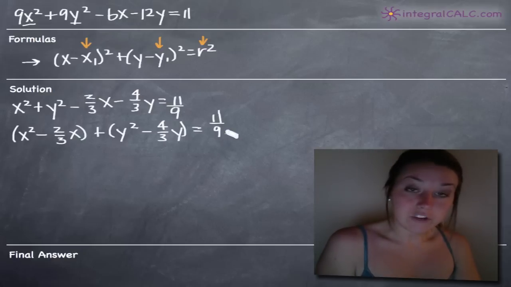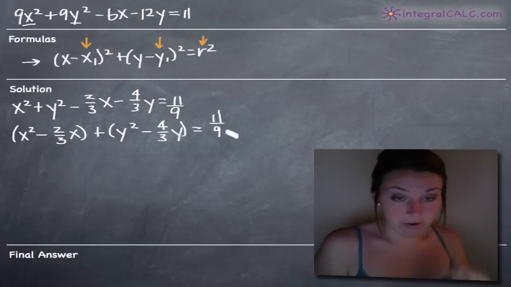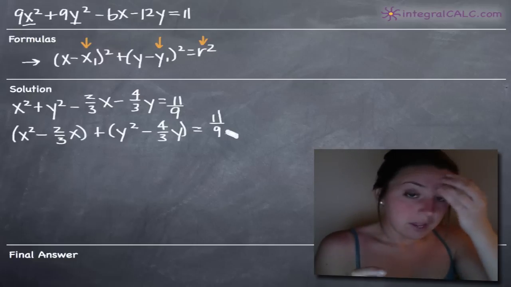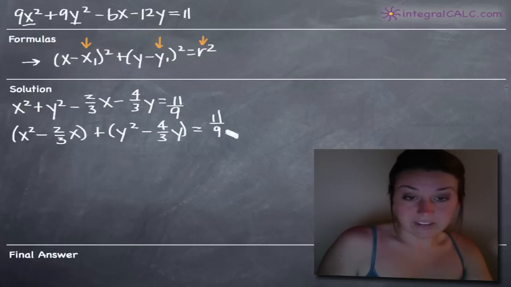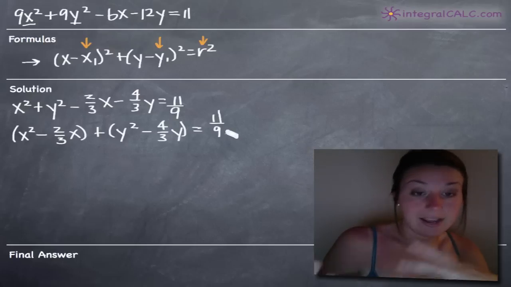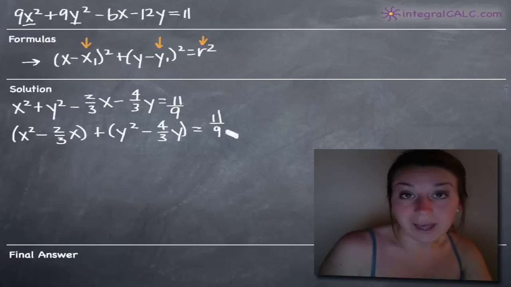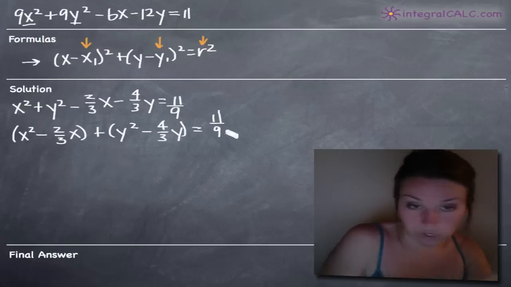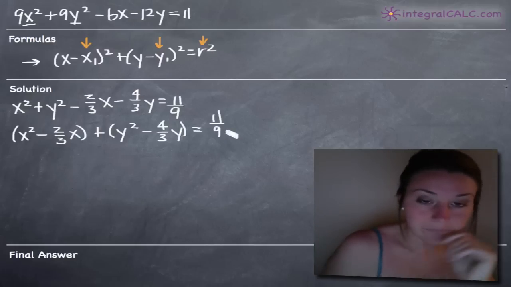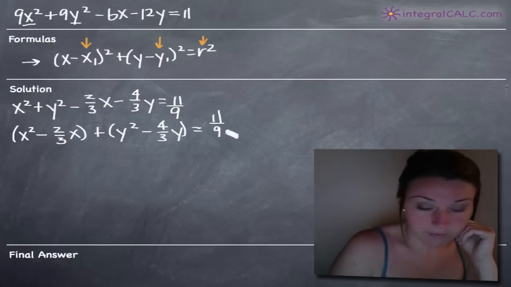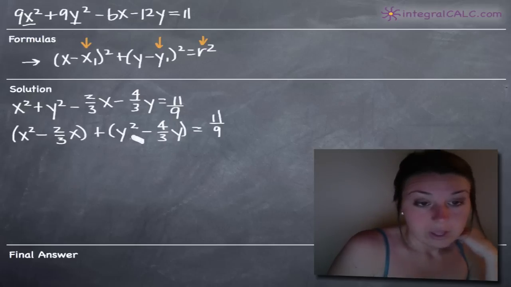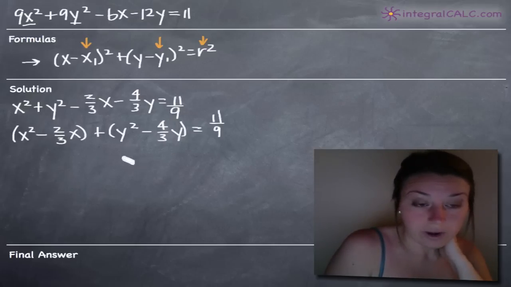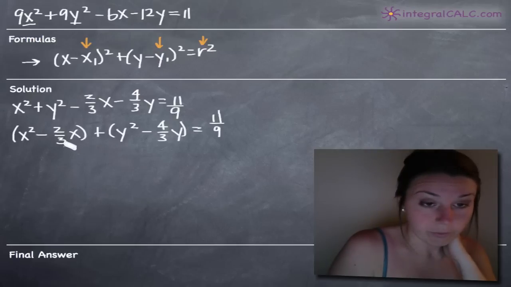You also want to make sure when you group your x's and your y's together that you at the same time move all of your constants over to the right hand side. In our case that's already done. We've got 11 ninths on the right hand side and no other constants on the left. But if you had another constant hanging out, you'd want to move that to the right hand side and combine it with your 11 ninths right there. So once we've got everything in this form, we need to complete the square with regards to both x and y.